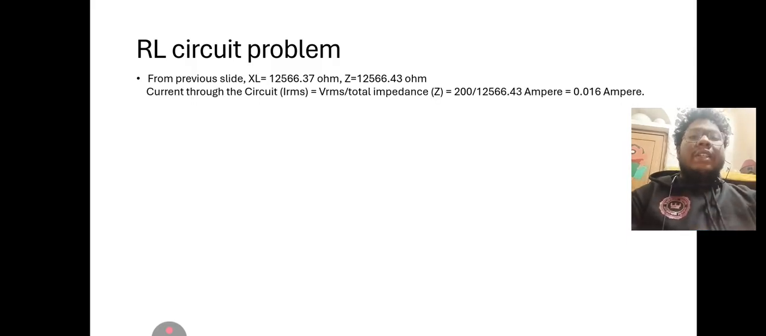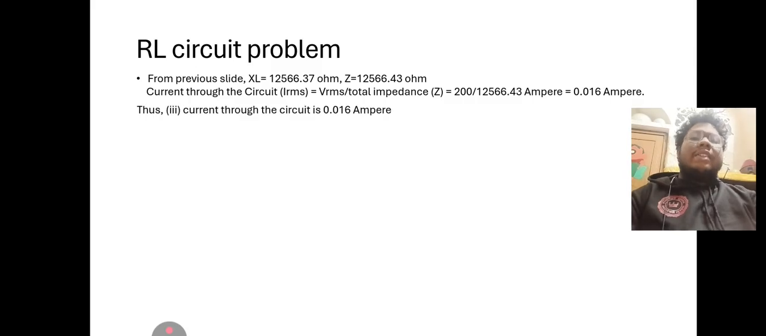So the formula will be the current through the circuit, which is IRMS. The RMS value is VRMS by the total impedance, or Z, which is 200 by 12566.43, which will come out to an approximate value of 0.016 ampere. So that gives the answer of the third question. Thus the current through the circuit is 0.016 ampere.